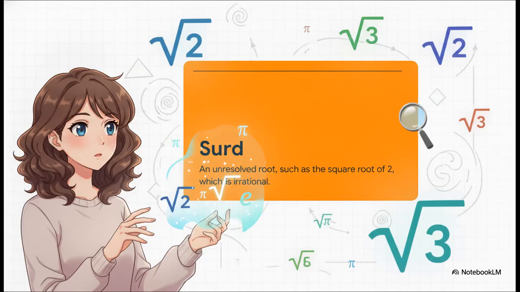Which brings us straight to surds. These are simply unresolved roots, like the square root of 2, that fall right into that messy, irrational category. And because you just can't get a clean integer out of them, leaving them in their root form as a surd is actually, believe it or not, the most mathematically accurate way to write them.